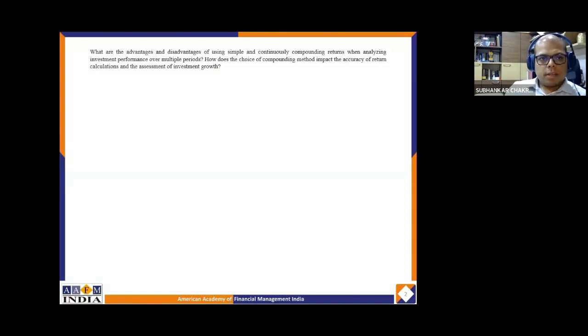So the query is, what are the advantages and disadvantages of simple compounding and continuous compounding returns when analyzing investment performance over multiple periods? How does choice of compounding method impact the accuracy of return calculations and assessment of investment growth?